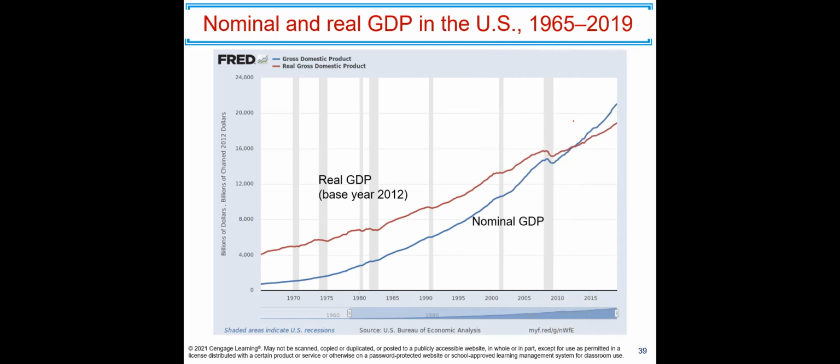Now, you can see one graph from the Federal Reserve in St. Louis, the FRED database. It shows the nominal and real GDP in the US between 1965 and 2019. As you see, nominal GDP is represented by the blue line, real GDP is represented by the red line, and the gray shaded areas represent the recessions. And one recession that we had recently is the financial crisis of 2008-2009. As you see, both of them go down in that period.